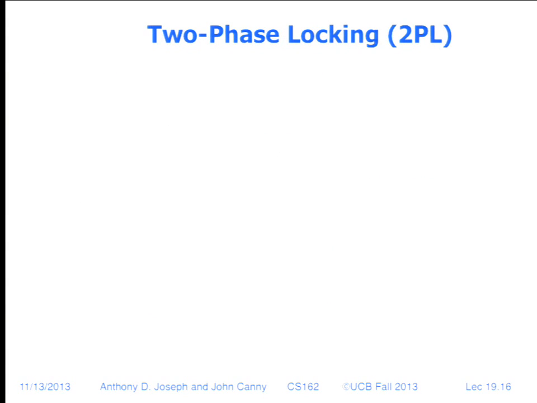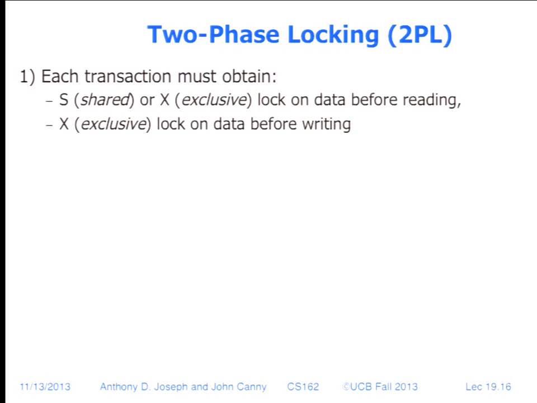All right, so two-phase locking. Two-phase locking is a live transaction scheduling method that allows some flexibility and overlap in the schedules of transactions, but automatically avoids non-serializability of the transactions. So the constraint for two-phase locking is that the transactions must acquire the locks that they need. They can acquire them one after the other, but they have to acquire the locks that they need before doing the operation they need. They need at least a shared lock or an exclusive lock before reading, and they need an exclusive lock before writing.